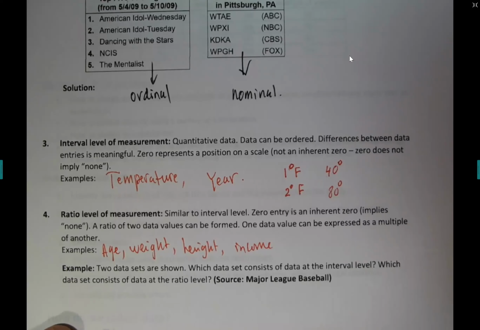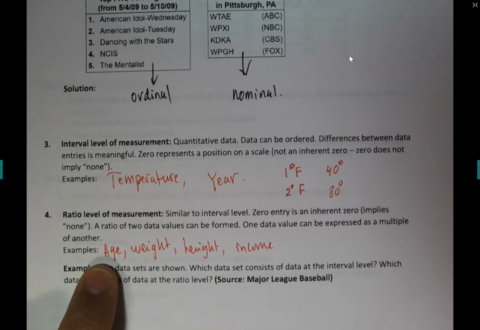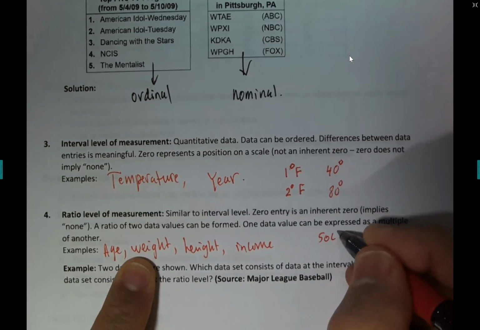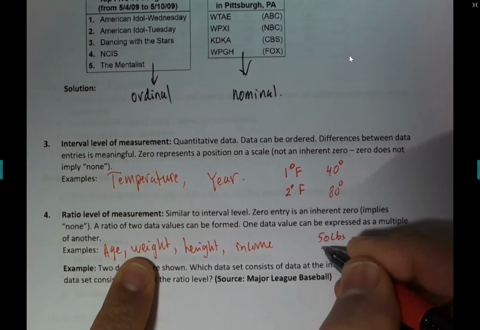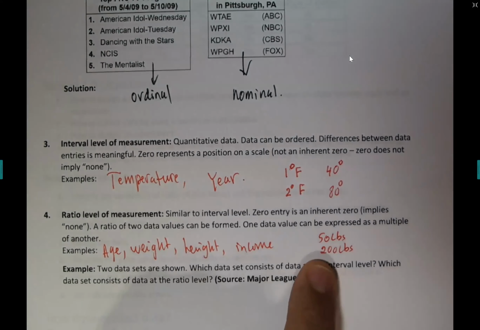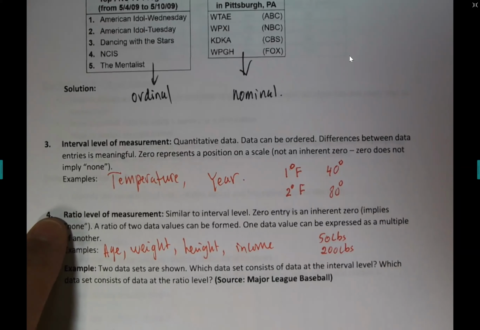Anything else? Don't say temperature. Temperature won't fall there. Let me tell you what makes sense, just to compare using ratios. For example, weight. If someone is 50 pounds, a child, and another person is 200 pounds, you can say that the 200 pounds weighs 4 times as much as the 50 pounds. It makes sense. There's nothing wrong with making this statement. So it does make sense to you. And that's why they call it ratio.